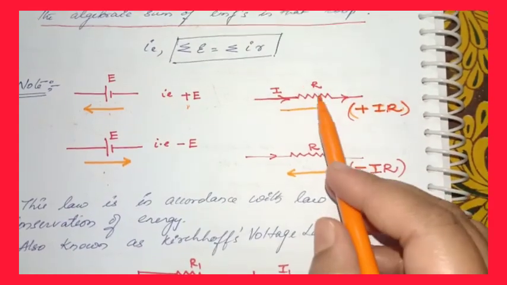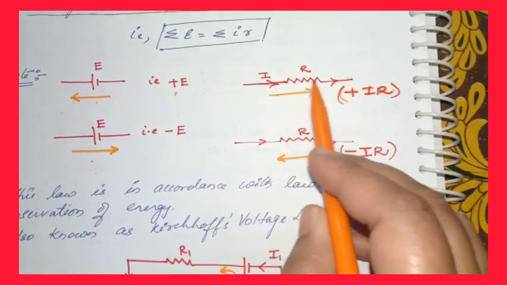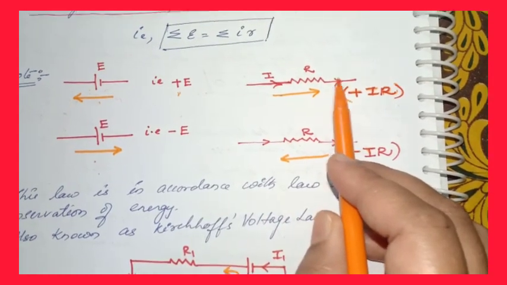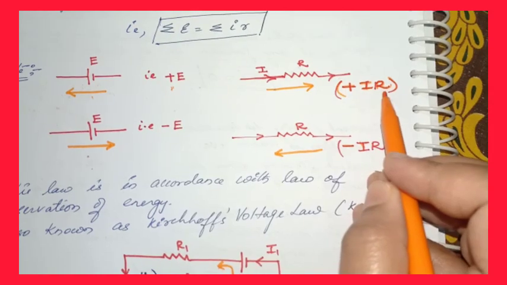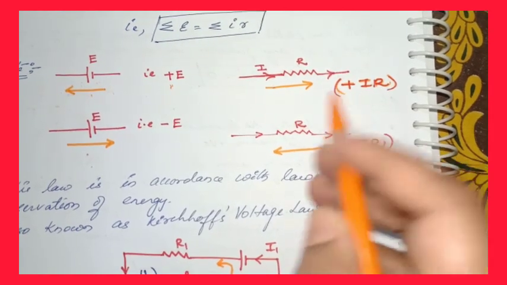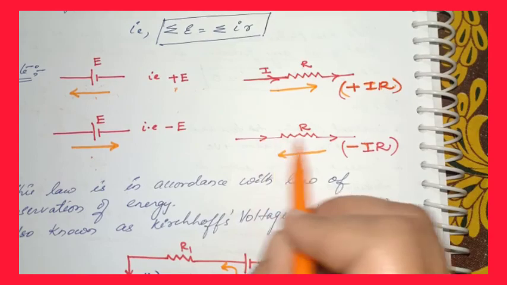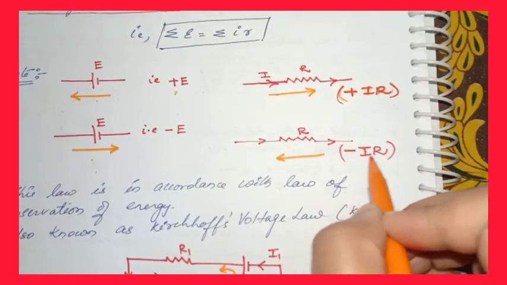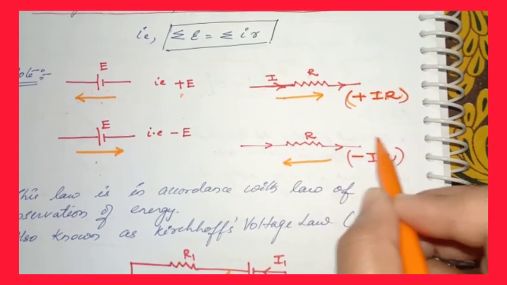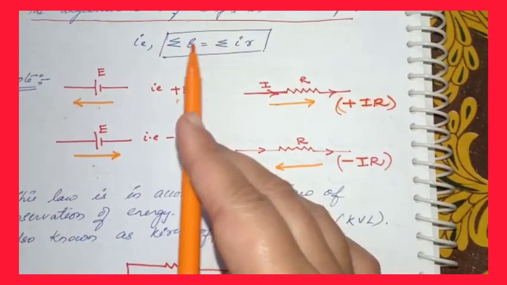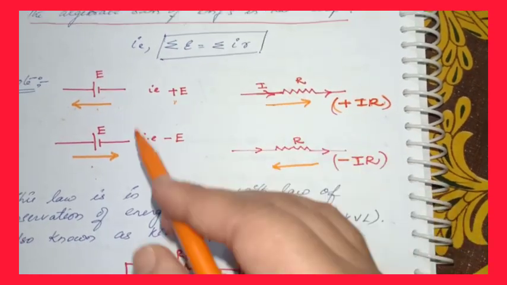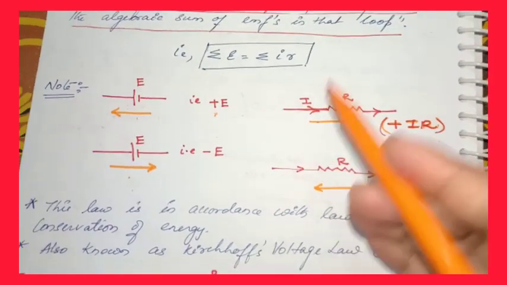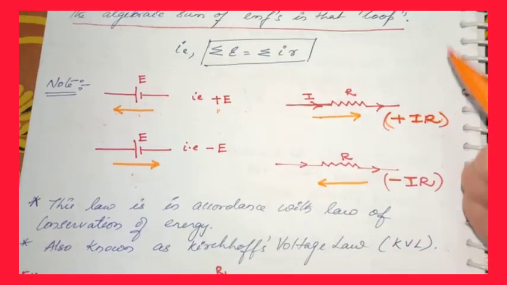Similarly, if I take a resistance and current is flowing through the resistance, and if I take a direction along the direction of current flowing through the resistance, then that product of current and resistance will be positive. If I take a direction opposite to the direction of current along the resistance, then that product of current and resistance will be considered negative. Since we are dealing with EMF and voltage of cells, this law is in accordance with the law of conservation of energy, and it is also known as Kirchhoff's voltage law or KVL.